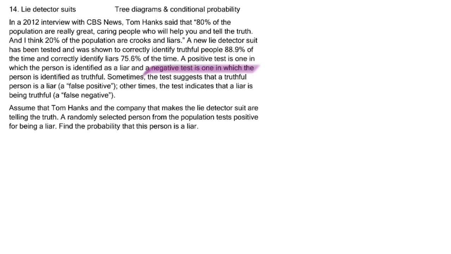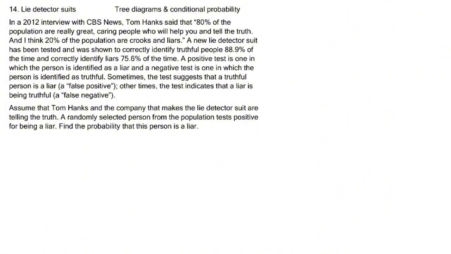A negative test is somebody who is truthful, because it's a lie detector test, so it's looking for the liar. Sometimes the test suggests that a truthful person is a liar, which is called a false positive. Other times the test indicates that a liar is being truthful, that is a false negative. Assume that Tom Hanks and the company that makes the lie detector suit are telling the truth, that they are able to make these probabilities.